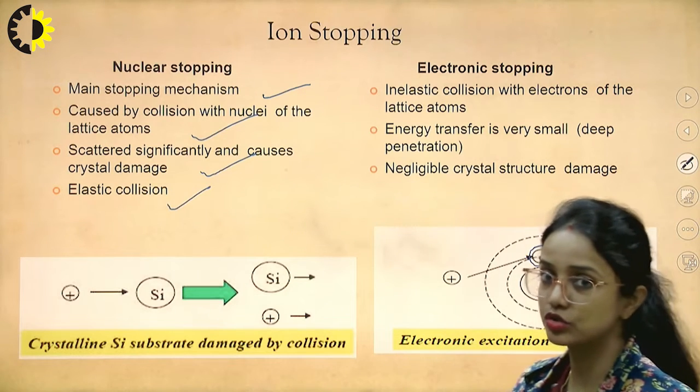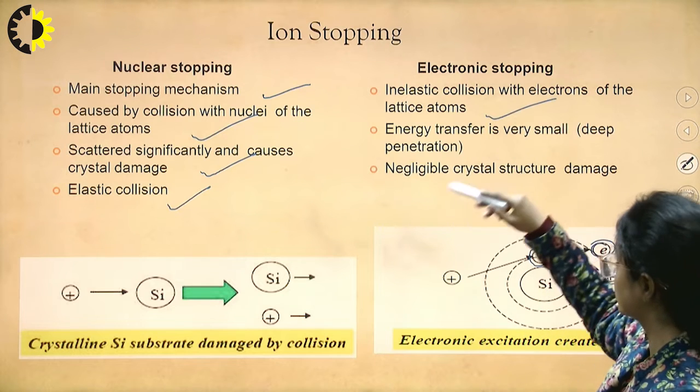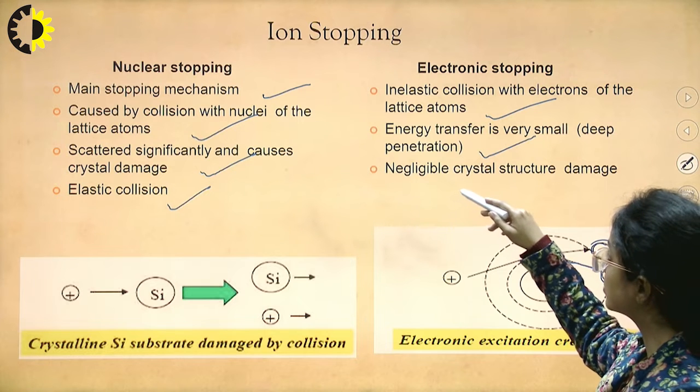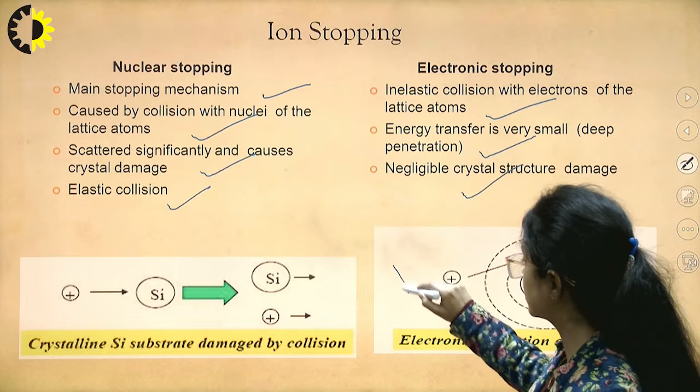What are the features of electronic stopping? It is an inelastic collision with electrons, the energy transfer is small, and there is negligible crystal structure damage. So we can say that this one is better.